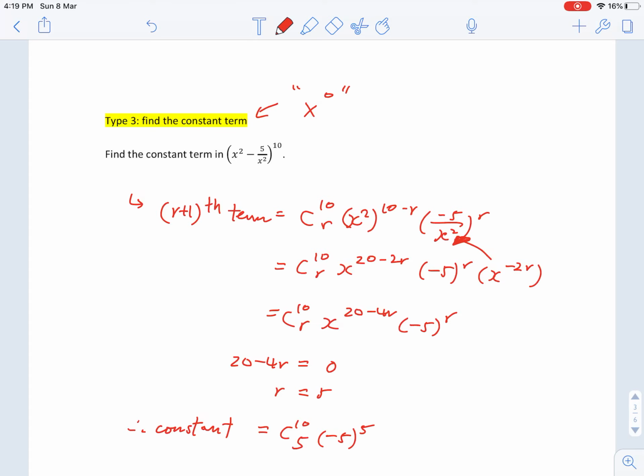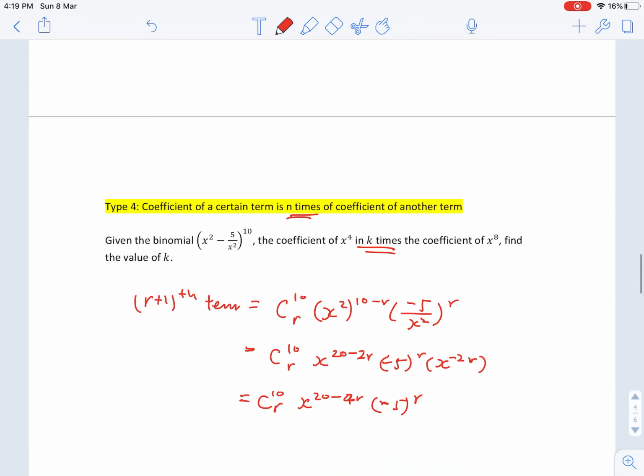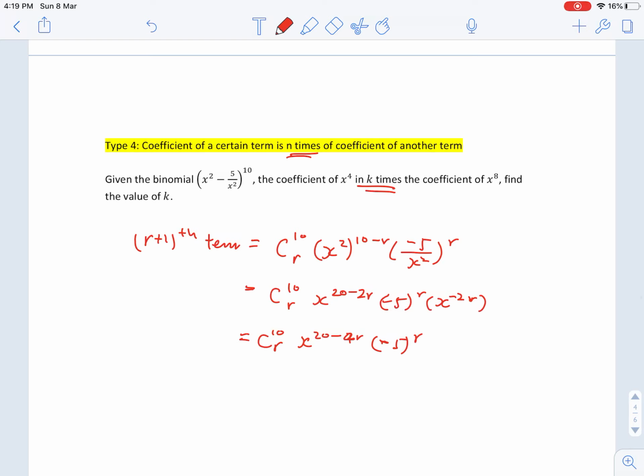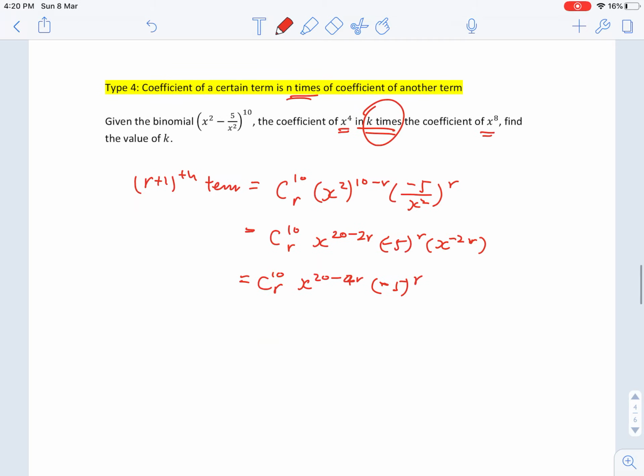All right, type number 4 is actually doing the same thing, but now they make some comparison: the coefficient of a certain term is n times the coefficient of another term. For the question, given the same binomial expansion, the coefficient of x to the power of 4 is k times the coefficient of x to the power of 8, and you have to find the value of k. Since we have the same general term, to save some time, I've already put down the general term right here.